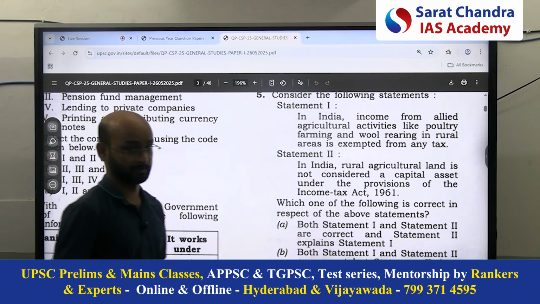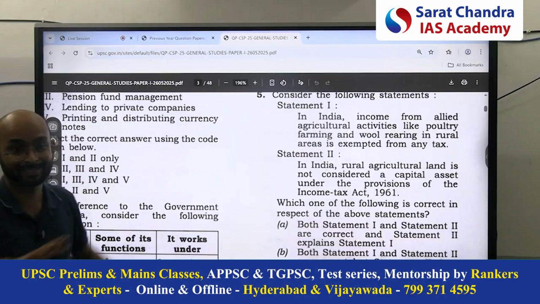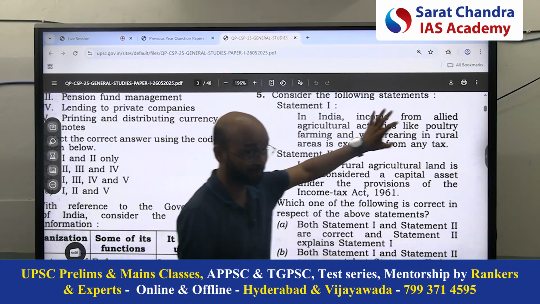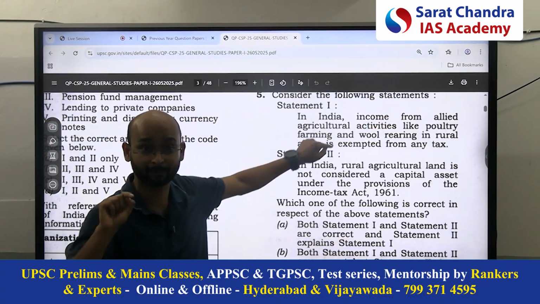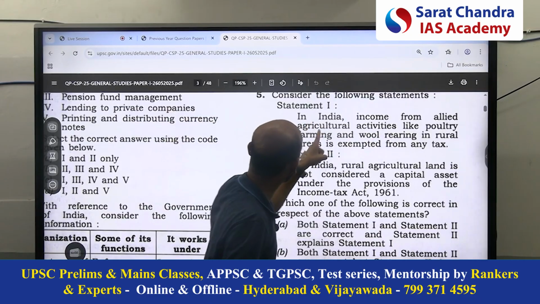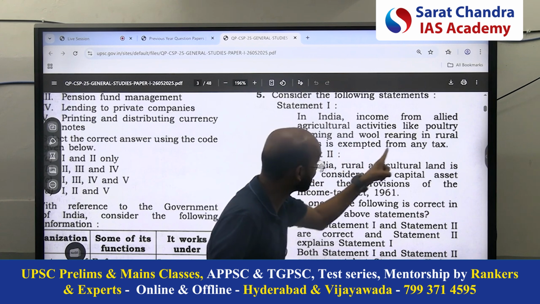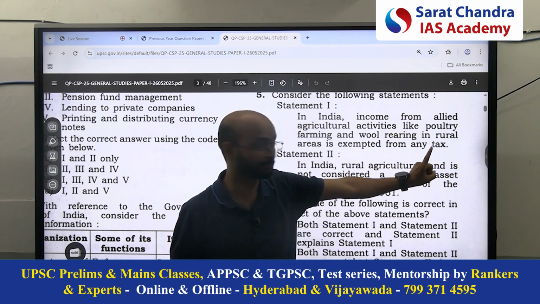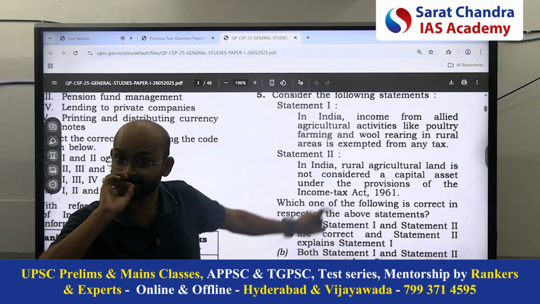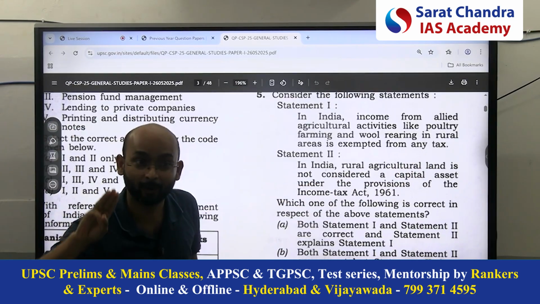See, I may be wrong here. There may be the possibility that some state, or local government, applies a tax. It is not said here. See, that's why I say read the line carefully. Here it is said: in India, income from allied agricultural activities like this in rural areas is exempted from any tax.